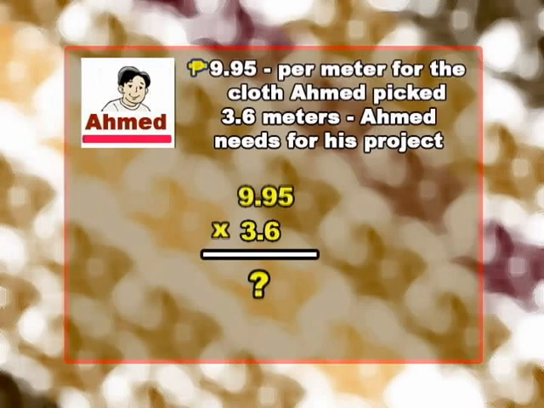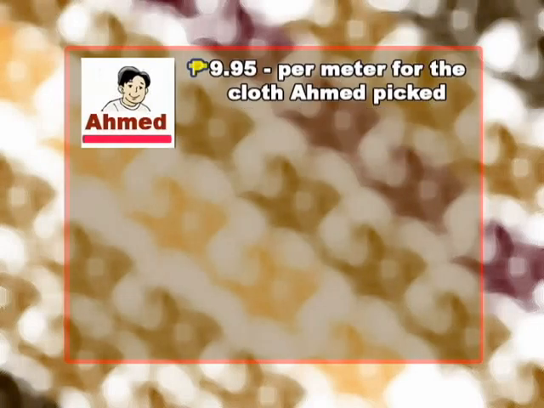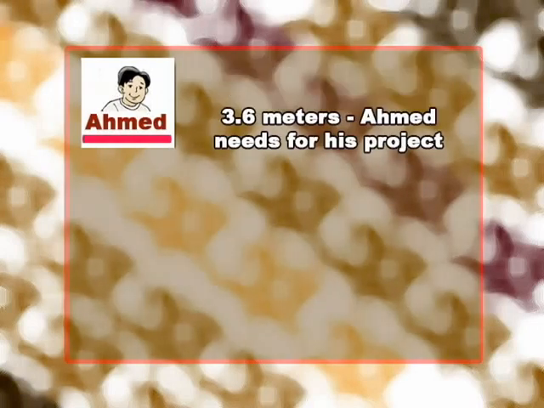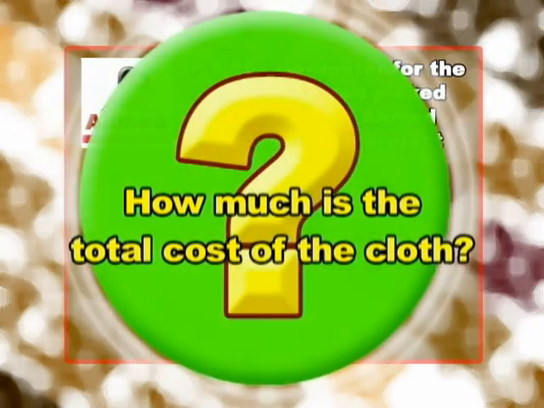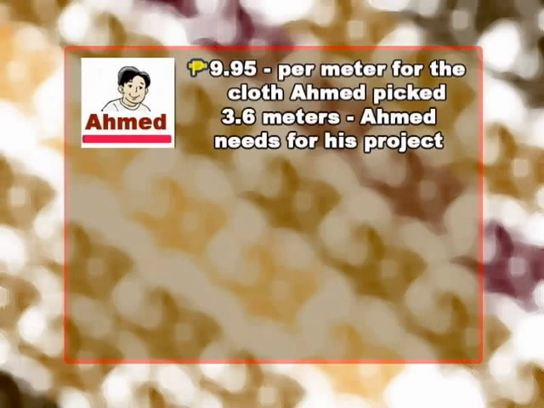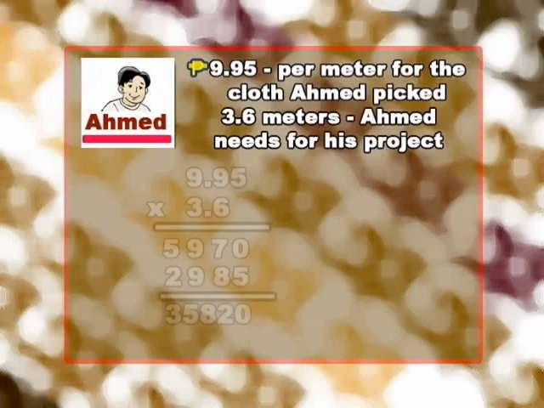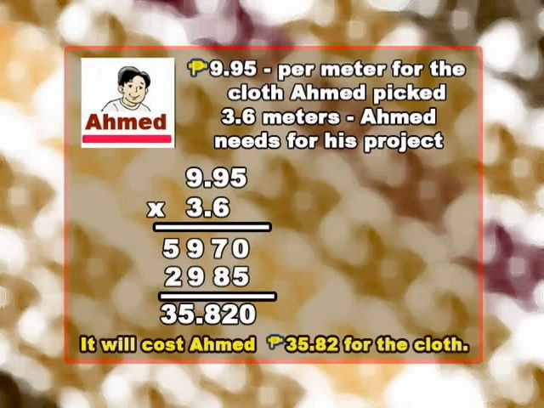Got it? Let's check your answer. We know that Ahmed needed 3 6/10 meters of cloth. The cloth that he chose cost 9 pesos and 95 centavos. The question is, how much is the total cost of the cloth? Like Marcia's tomatoes, we simply multiply the two numbers, 9 and 95 hundredths times 3 6/10. So it will cost Ahmed 35 pesos and 82 centavos for the cloth. Did you get it? Let's get on with the story and the last question.